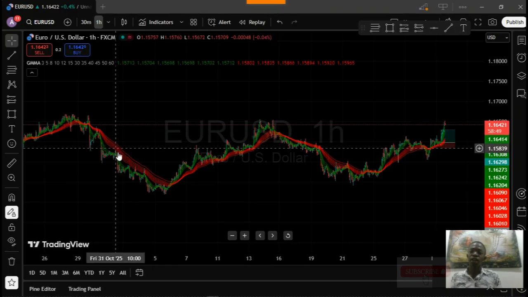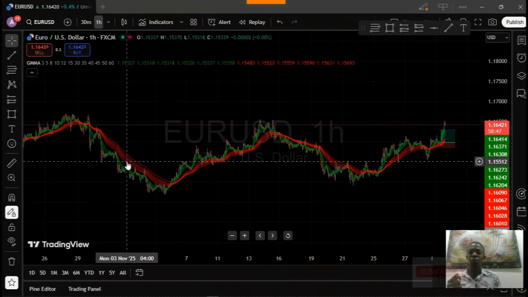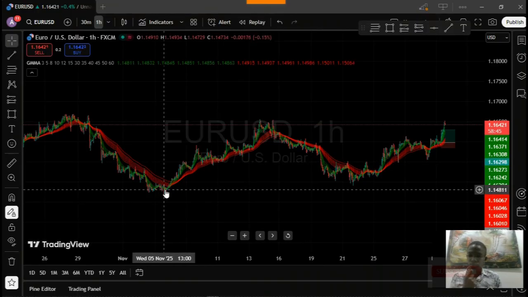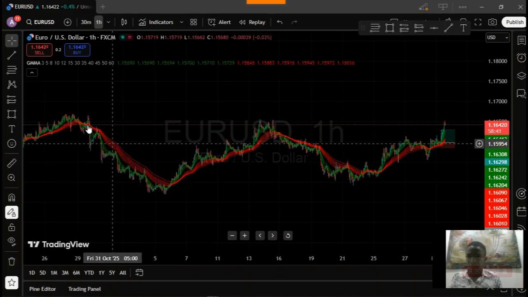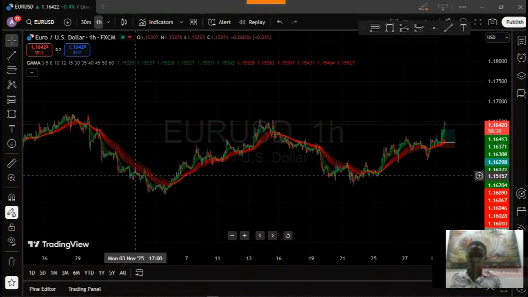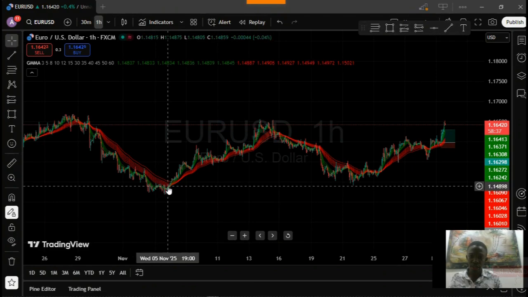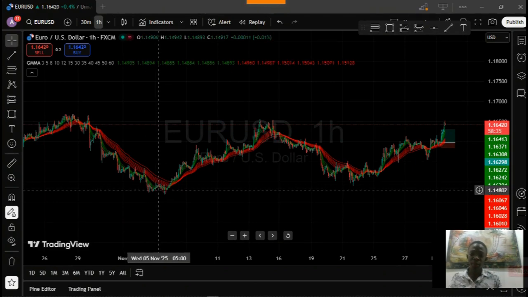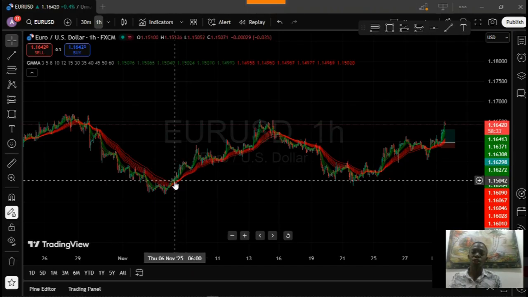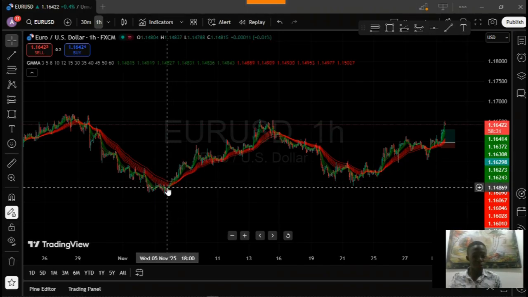Now let me use this as an example for you. As you can see, the market was trending down. When it got here, you can see that the short-term moving averages crossed over the long-term moving averages, which definitely means this is a potential buy signal.